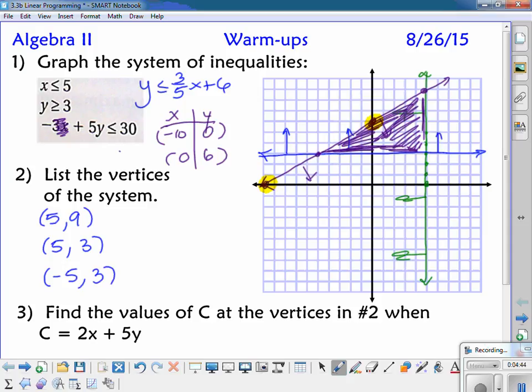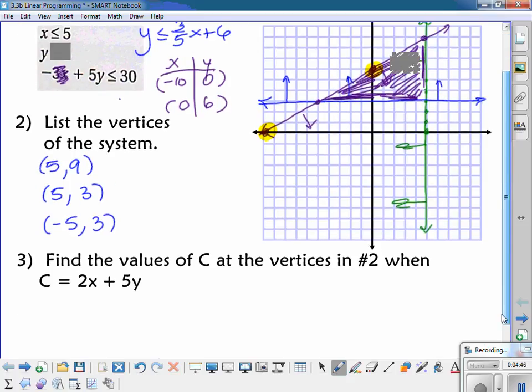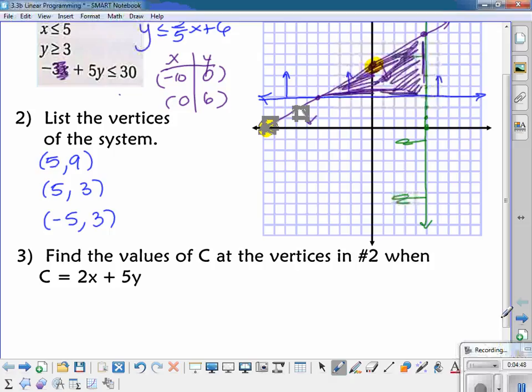Okay, so now what I want you guys to do is take those 3 points and plug them into this equation. So figure out, you're going to get 3 different values for C, one for each of those points. You're going to plug in 5 for x, 9 for y. You're going to plug in 5 for x, 3 for y. Negative 5 for x, and 3 for y. And find out what the 3 values are that you get.